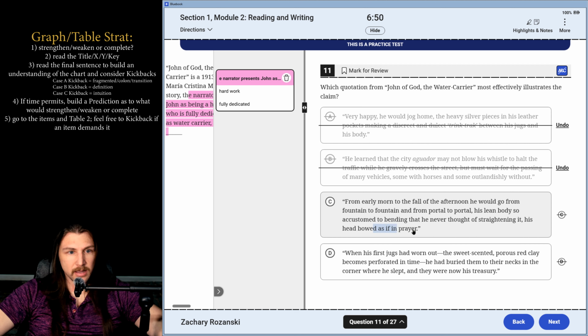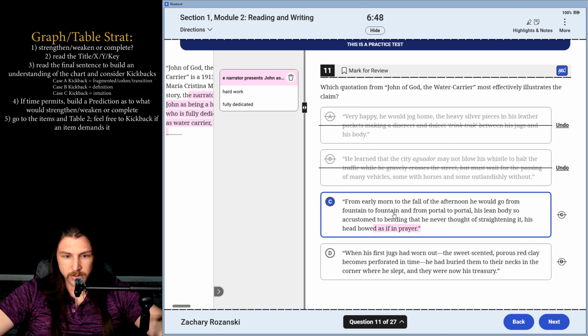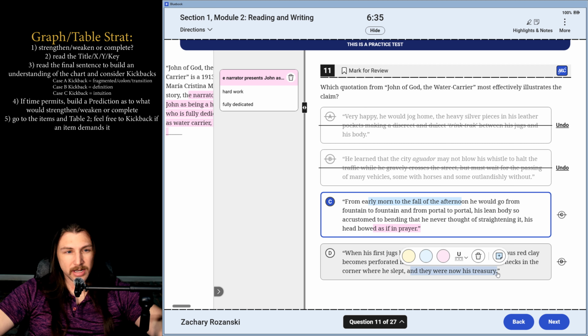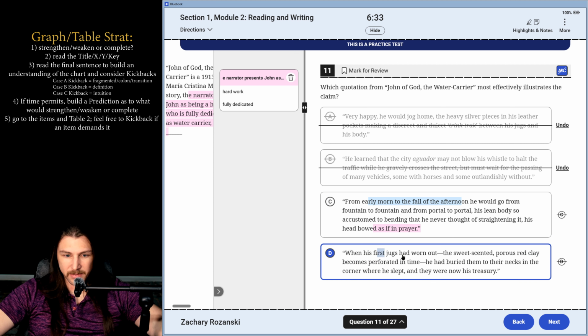Fully dedicated, this is absolute prayer. From early morn, both of these ideas engage with the hard work and the fully dedicated. When his first jug had worn out, the sweet-scented porous red clay had become... He had buried it to the next in the corner of his shed. Now his treasury. This is like he's stealing things from his jugs.